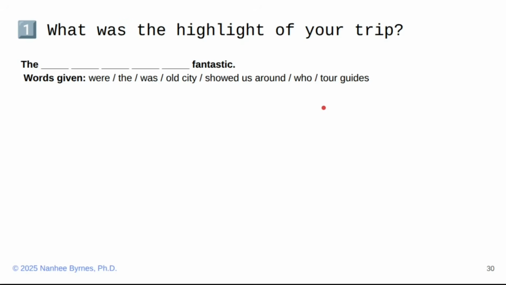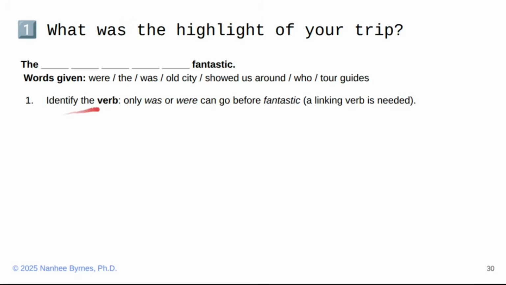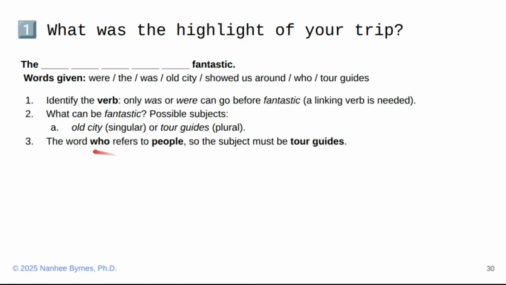First, we identify the verb. The only verbs that can logically come before fantastic are was and were, because the adjective fantastic needs a linking verb. That tells us something was or were fantastic. Next, what can be fantastic? Candidates are old city, singular, or tour guides, plural. The clue is in the word who, which is a relative pronoun for people. That tells us the subject must be a person, so tour guides is the right choice.